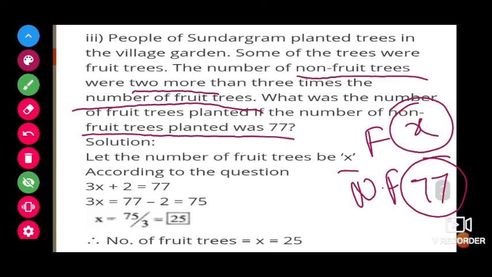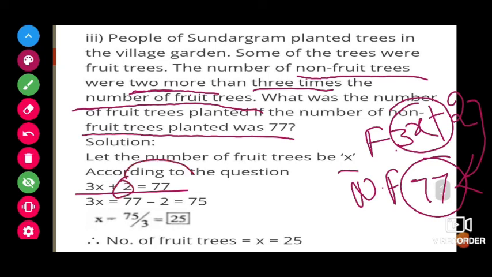Okay. Now what they are saying, 2 more than 3 times. So 3 times first we will take, 3 times plus 2 more than. So plus 2 is equal to the non-fruit trees. So that's what here we wrote: 3x plus 2 is equal to 77. Now we want x value.